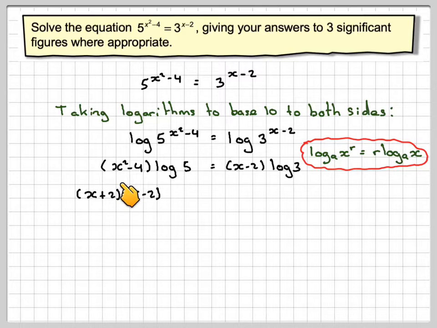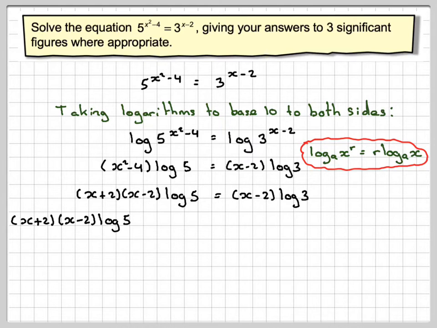Now, if you factorise this, x squared minus 4 becomes (x plus 2)(x minus 2) log 5 is equal to (x minus 2) log 3. Now, you might be tempted to divide by x minus 2, but if you do, you might lose a solution. So the best thing to do is to bring all this to one side, so we get (x plus 2)(x minus 2) log 5 minus (x minus 2) log 3 is equal to 0.